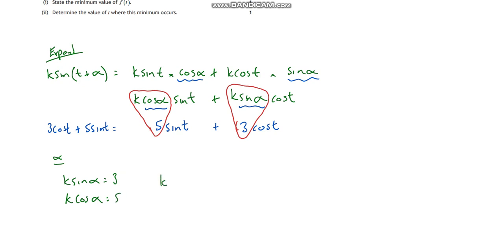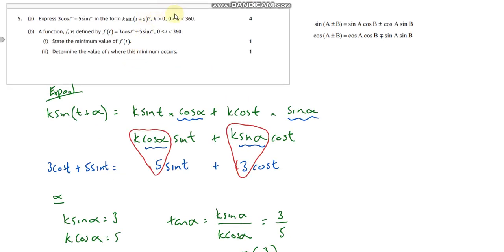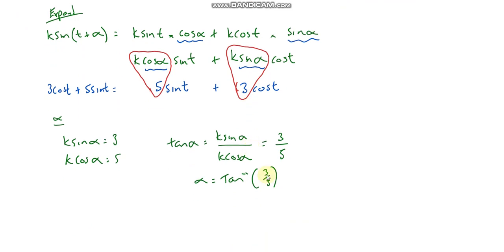And then I'm going to say, well, tan alpha is the same as k sine alpha over k cos alpha. We know that, don't we? Sine over cos gives us tan, and those k's will cancel out. So then I've got 3 over 5. That's brilliant. So then alpha is going to be equal to tan negative 1 of 3 over 5. And are we doing this in degrees or radians? Do it in degrees, okay? So make sure your calculator is in degrees. Mine is not from that last question.